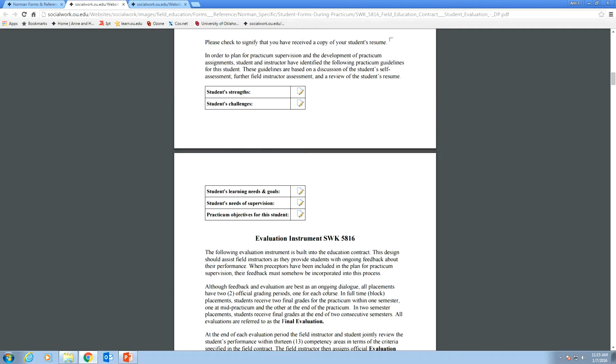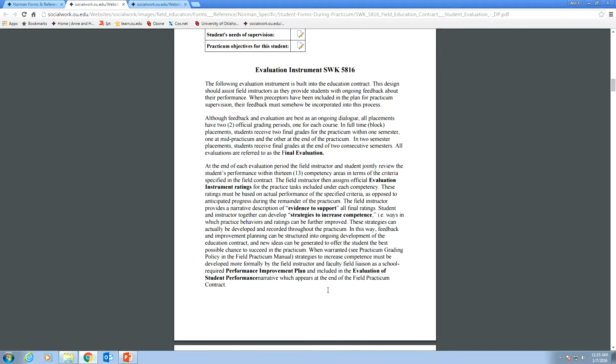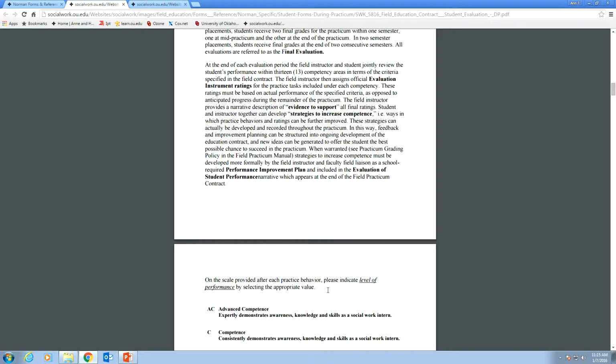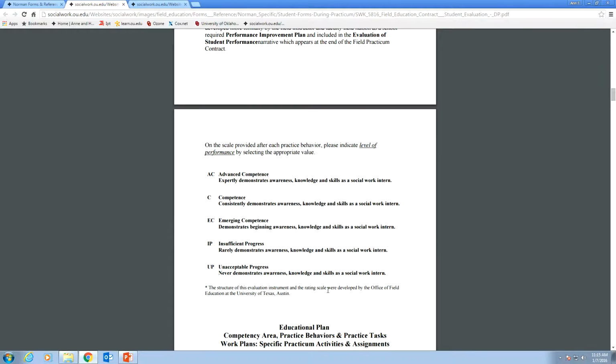So, evaluation instrument. And the text information is here. Remember, the contract has two purposes. One is the work plan at the beginning of each semester or practicum course, and the second is for evaluation purposes. Please read through this information because it will reinforce the training. As we look at the competency scale, we realize that we're not grading in the standard A, B, C, D, F. Instead, we are rating each student's progress in terms of their progress toward competency.